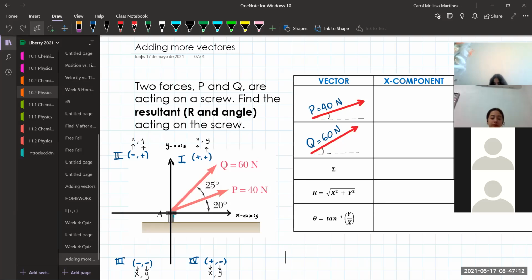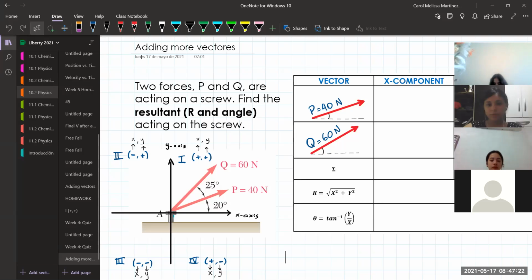So tell me, what is the angle that I have in the vector P? 20 degrees. In my vector P, I have an angle of 20 degrees. My vector Q, what's the angle in my vector Q? 25. Okay, 25 degrees. Who else agrees that it's 25?